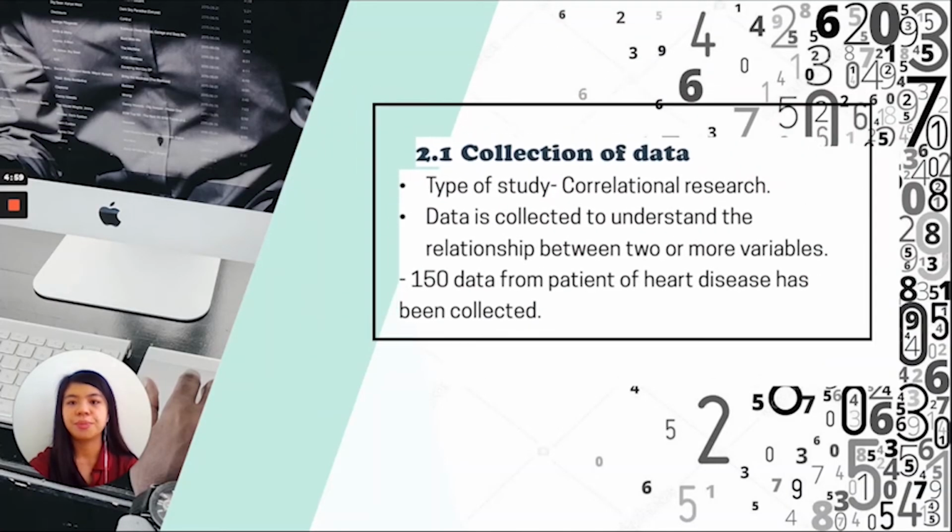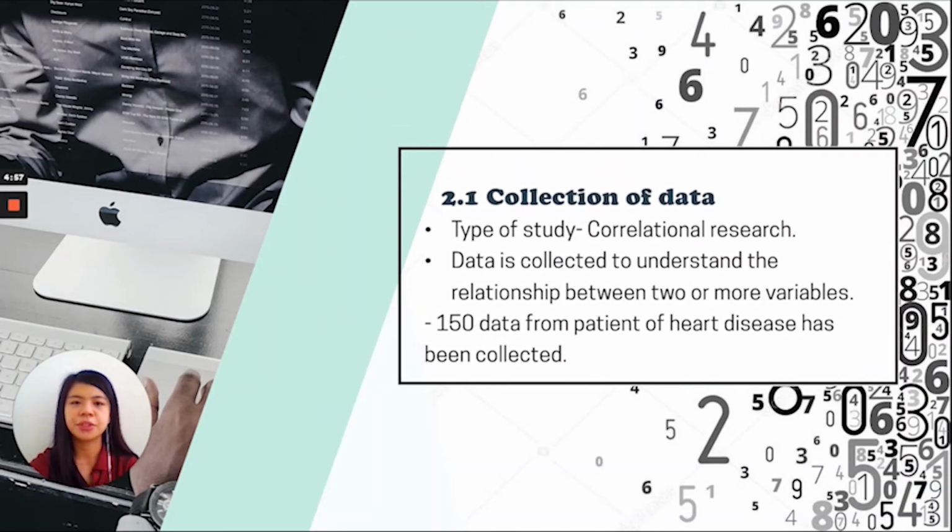I'm going to present Chapter 2, Methodology. This report represents the finding of the relationship between variables and heart disease patients. First, our type of study is correlational research in nature. Data is collected to understand the relationship between two or more variables. As the data was given by the lecturer, that means secondary data has been collected.